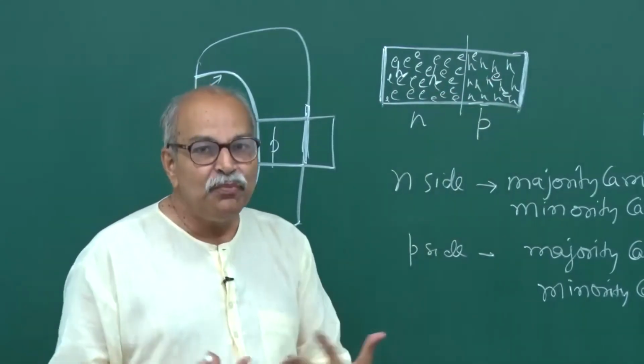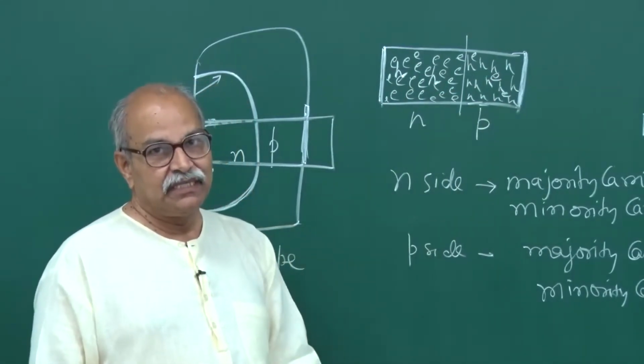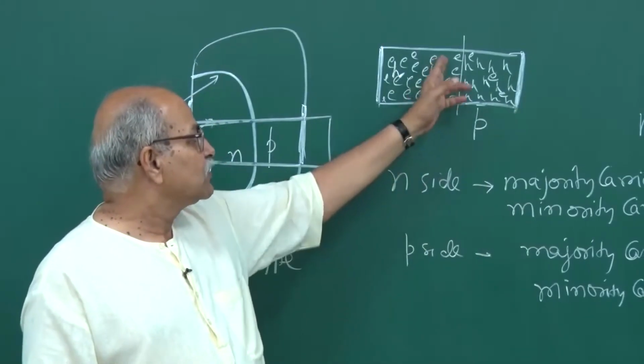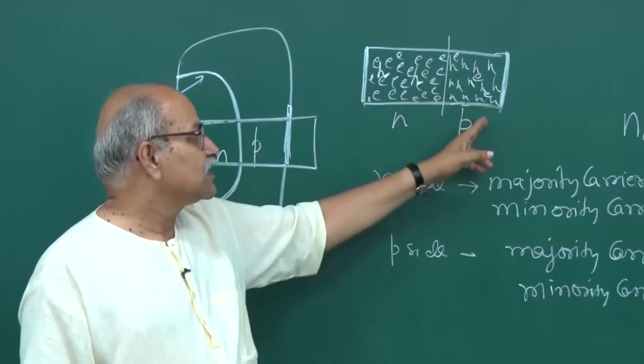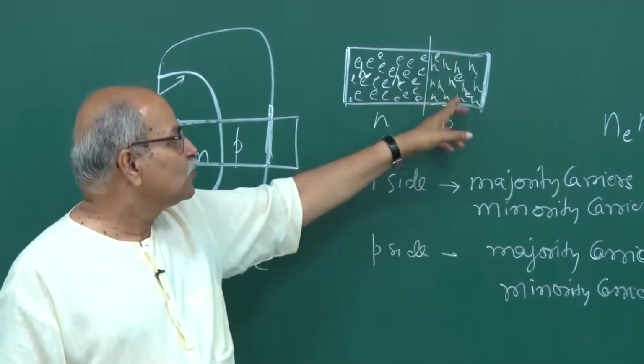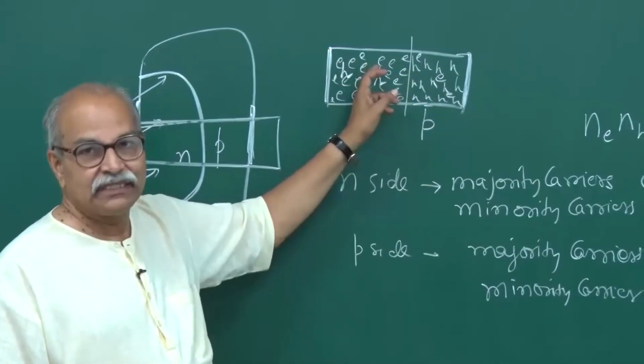Now since this is that same crystal on which you have put these impurities, all kinds of movements are possible. Electrons can go from this atom to this atom to this atom to this atom to this atom. The holes can also go from here to here to here to here.